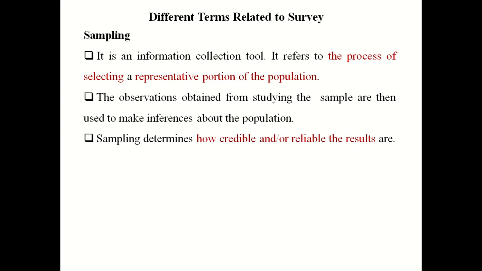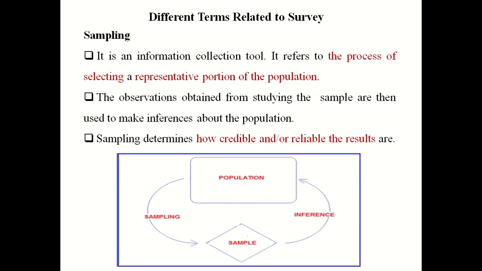First, sampling. Sampling is a simple process of collecting the sample from a representative portion of the population. Sampling determines how credible and reliable the results are. Here one diagram is given. In the rectangle, this is the population. For example, we assume that this rectangle is a field of groundnut that contains 100 plants of groundnut. During this survey, we are not taking the 100 plants as a sample. Out of 100 plants, we are taking only 5 to 10 plants as a sample, by the process that is known as sampling, and whatever 5 to 10 plants are selected, particularly infected plants, that is known as the sample.